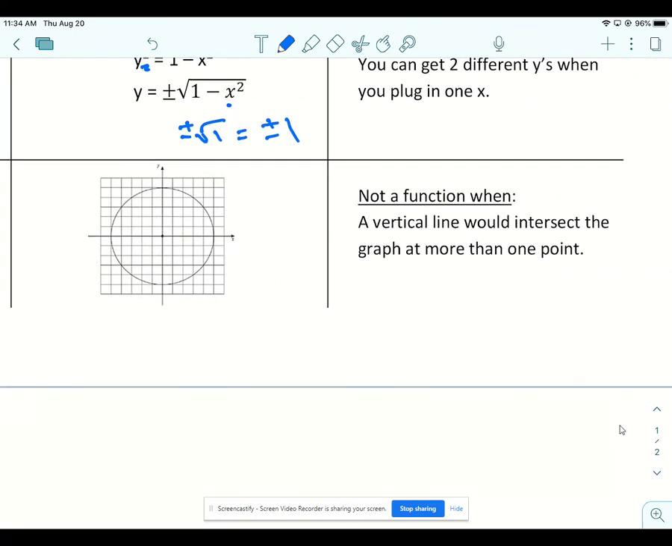All right. If you're looking at a graph that's not going to be a function, the vertical line would intersect the graph at more than one point. So if I took a vertical line and drew it there, it crosses at 2 points. So a circle is a relationship, but it is not a functional relationship. It's not a function because it fails the vertical line test.